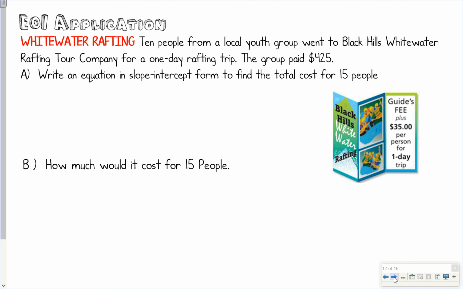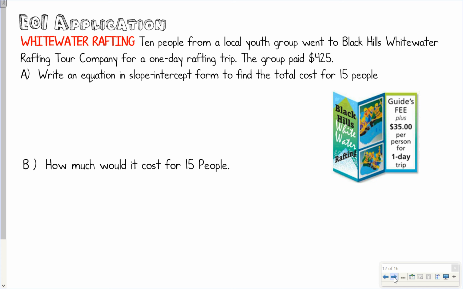The guide's fee plus what? $35 per person for a one-day trip. How would I fit that into an equation that I could use to predict other? What's what here? The slope is... Good. Slope is 35. How do you know that the slope is 35? It's $35 per person. Okay. What's the little word that we look for? Per, right? Anytime I see that word, that usually means that it's the slope.